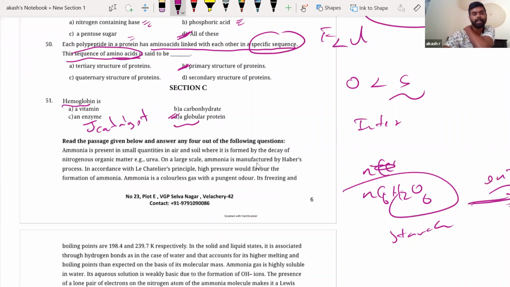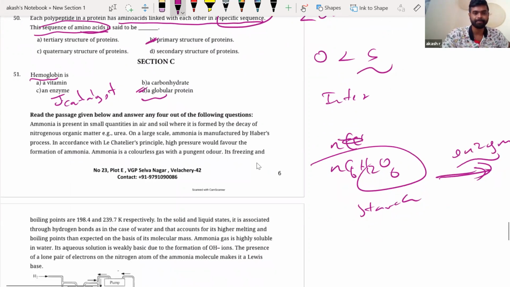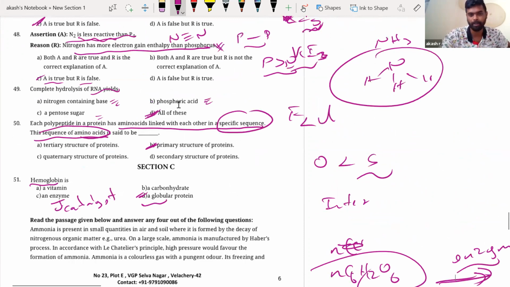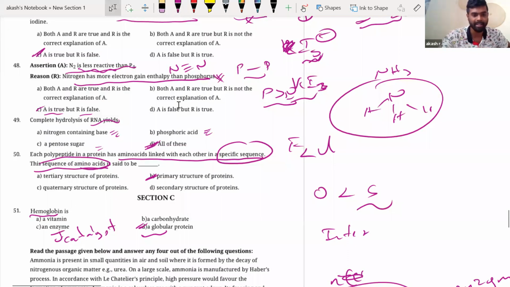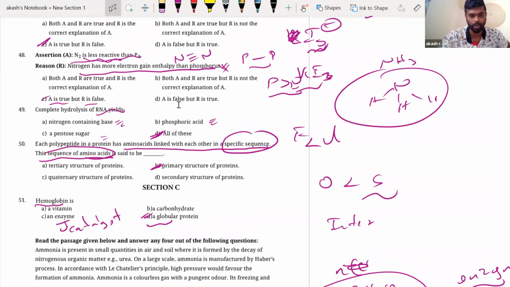So don't worry about it. Enzymes are not the answer here. Hemoglobin is just a globular protein which carries oxygen in the blood. That's it, right? Fine. We will spend some time on this once we get time, on the Friday and Sunday class, and discuss more about this. Now we don't have time.